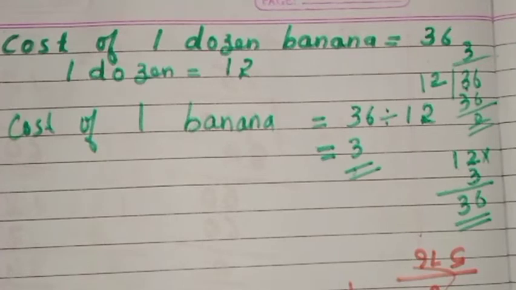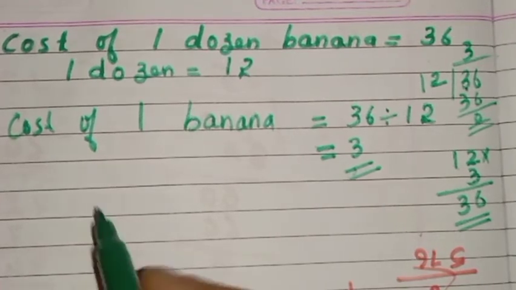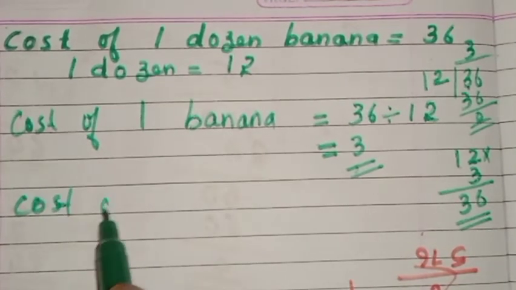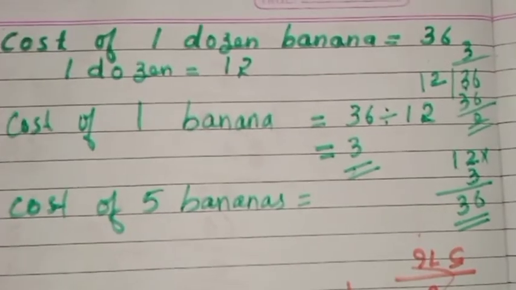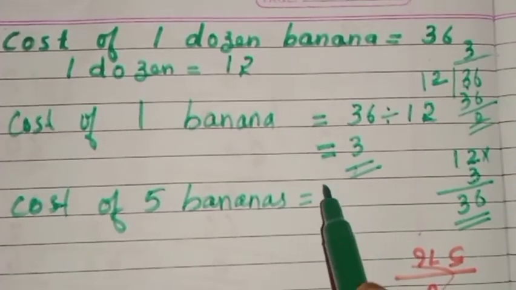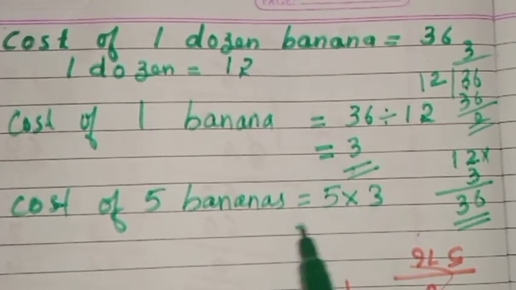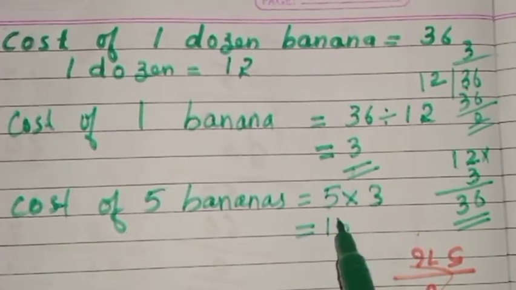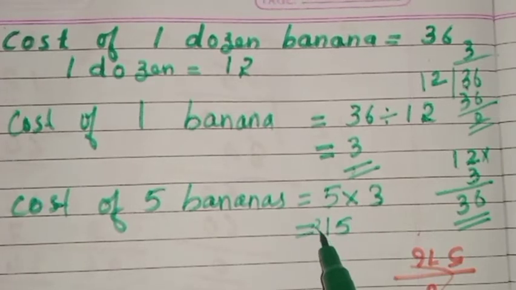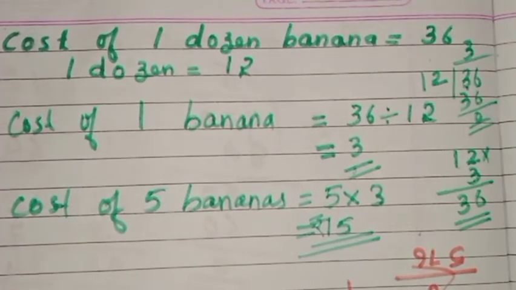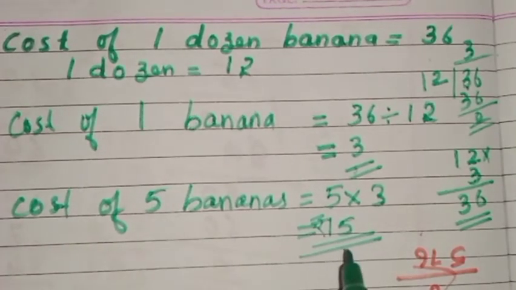So in the question, we want to find the cost of 5 bananas. So the cost of 5 bananas equals 5 into the cost of 1 banana, 3 rupees. So 5 into 3 is equal to 15 rupees. Okay. So the cost of 5 bananas is equal to 15 rupees.